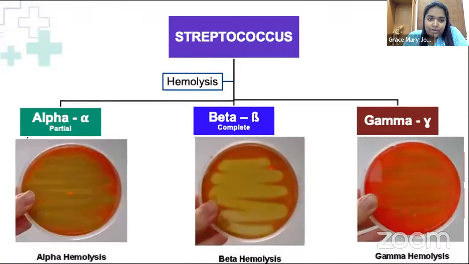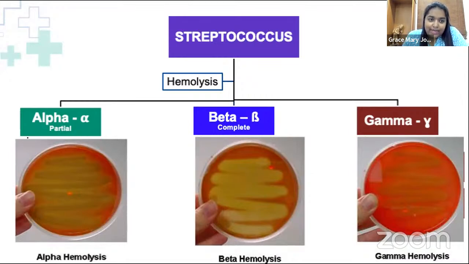Now, how does it appear on the plate? If you can see on the left, it is the alpha hemolysis, and that is partial, the blood is lysed. But in beta hemolysis, you can see there is clear, transparent, full hemolysis. You can watch there. And when it comes to gamma, there is no hemolysis.